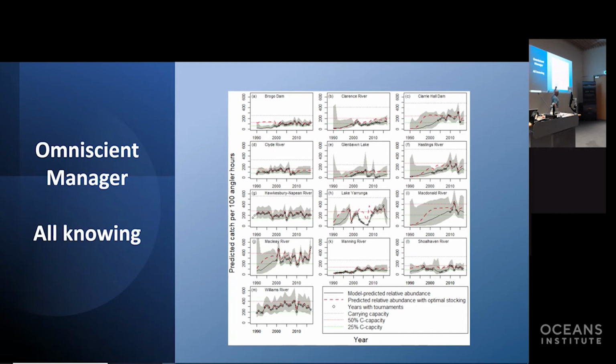Again, the black line is the actual predictions of what the catch rates were under the actual stocking regime. The red dashed line is the predictions under the Omniscient stocking regime. Incidentally, the circles are the years where there were tournaments. Some years I don't have data that you can see, and the model sort of fills through. But that's the improvement in the catch rates that the Omniscient Manager produced.